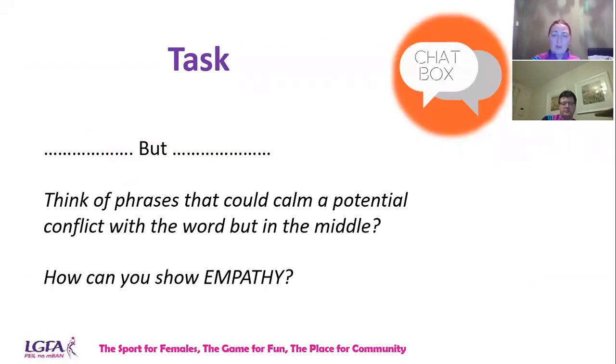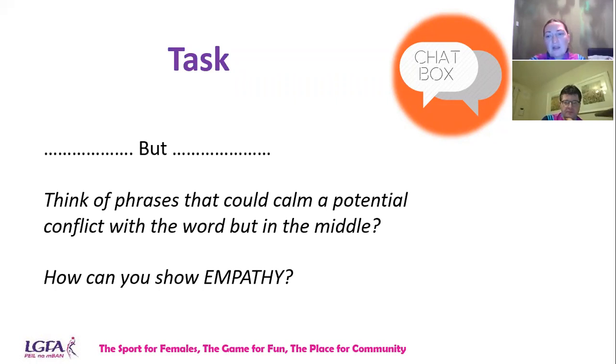So we're going to do a really quick task. I know time's not on our side anymore, so I'm just going to step through these. But I think this is important, and this is around our communication. The word but can sometimes be a really good tool to diffuse situations. So I want you to think of a phrase that could calm a potential conflict with the word but in the middle of it, but you're still showing empathy for the player. You want to diffuse it using your words. So if anyone has any examples of words or sentences they use when they sense conflict coming down the line, if you want to share it with us, we'll do that.